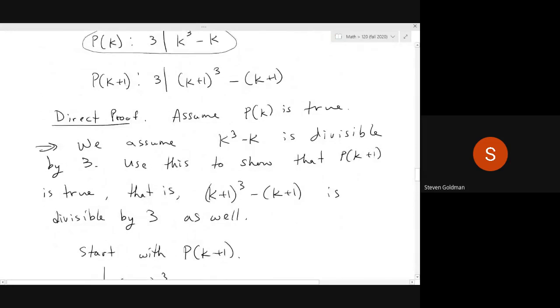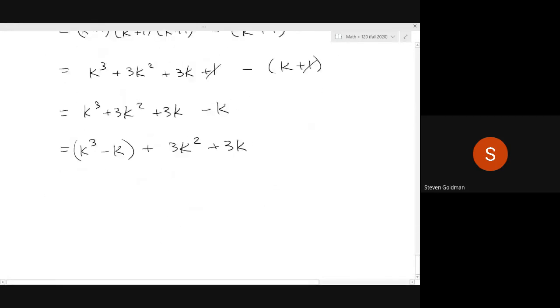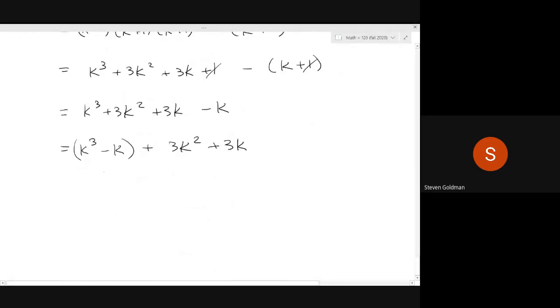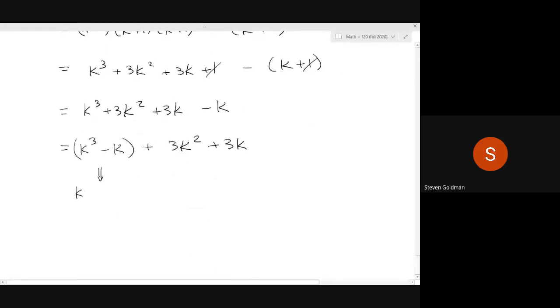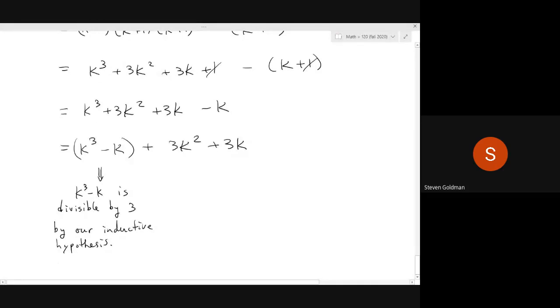Now, we assume that P of k was true. That was our inductive hypothesis. So what does that mean? If P of k is true, that means we're assuming k cubed minus k is divisible by 3. That was our assumption. So k cubed minus k is divisible by 3 by our inductive hypothesis. We had assumed that that was divisible by 3. That's from P of k.